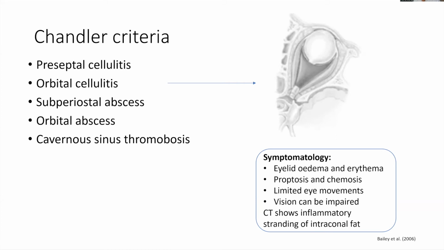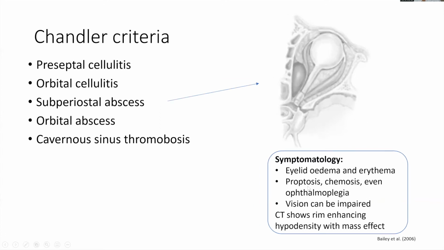Then orbital cellulitis, that's the type of infection complication where the infection has already spread towards the intraorbital contents, and we would be looking at eyelid edema, erythema, proptosis, chemosis, limited eye movements, vision sometimes impaired, and as you can see, this intraconal space can be affected. And then CT scan will confirm that intraconal components are inflamed.